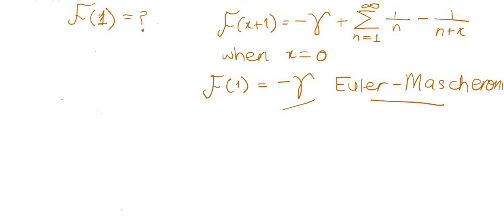So, just writing the question down properly again: the limit as x goes to 0 of the natural log of x factorial to the 1 by x power is basically the negative Euler-Mascheroni constant.